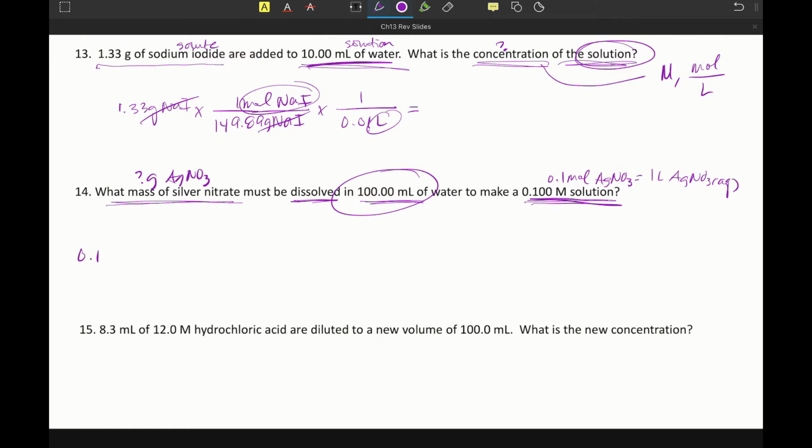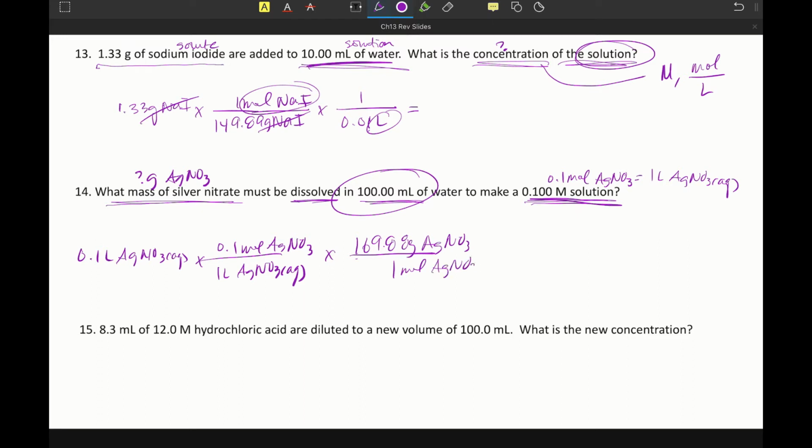So we're going to take our 0.01 liters of our AgNO3 solution, and we're going to use our molarity to get to moles. For every 1 liter of my solution, I have 0.1 moles of AgNO3. Now I just need to use the molar mass of AgNO3 per 1 mole. And if I look at my units, we'll see that we have solved for the grams of AgNO3 necessary to make 100 mL of 0.1 molar solution.